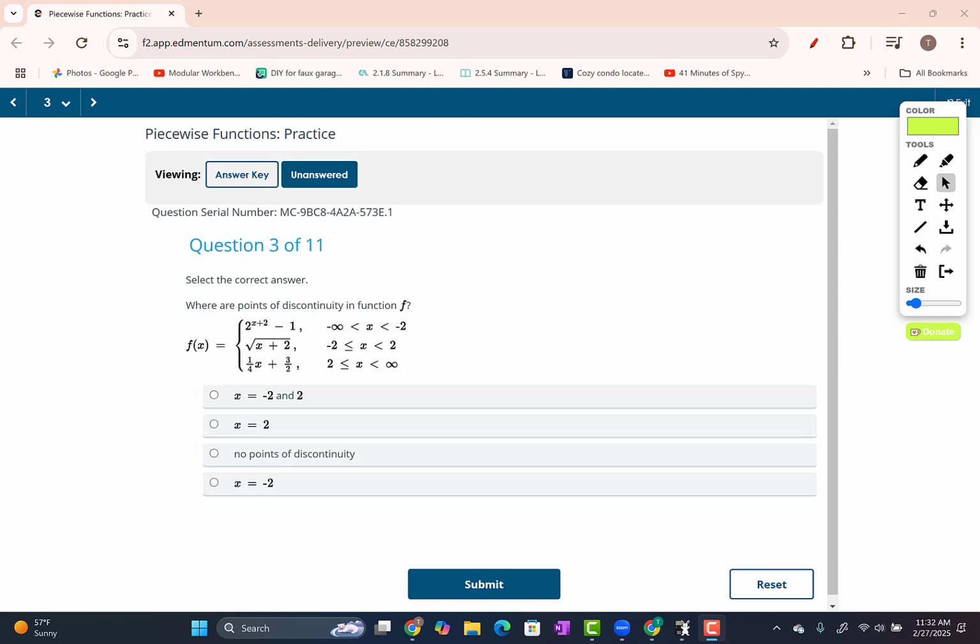Question 3, where are the points of discontinuity in function f? And they give us 3 different equations. So at first, it's helpful to remind ourselves, okay, what are points of discontinuity? Basically, this is where a graph breaks. It's a break in the graph.